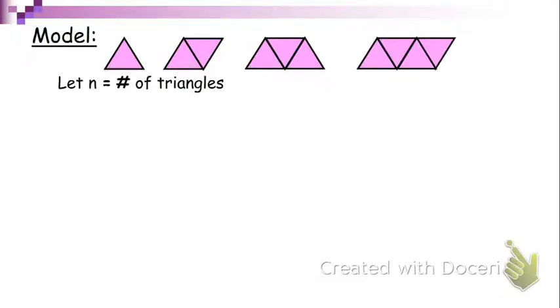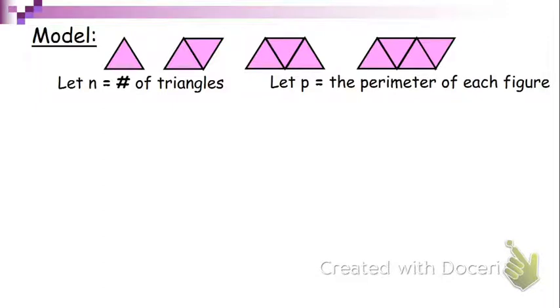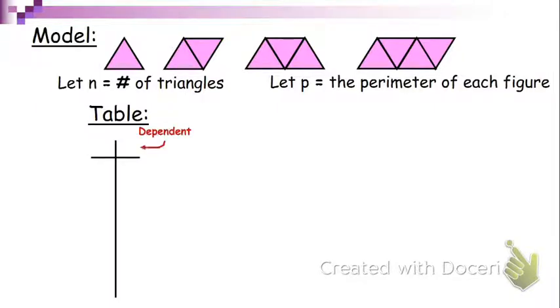So if we got one triangle, two triangles, then three, then four. If n is the number of triangles, so we'd have 1, 2, 3, 4, that would be our n. P is the perimeter then. So if you figure out P, perimeter of each of those figures, we could make a table. So for example, we have our dependent variable, which is the P. It all depends on what n is, which is our independent variable.